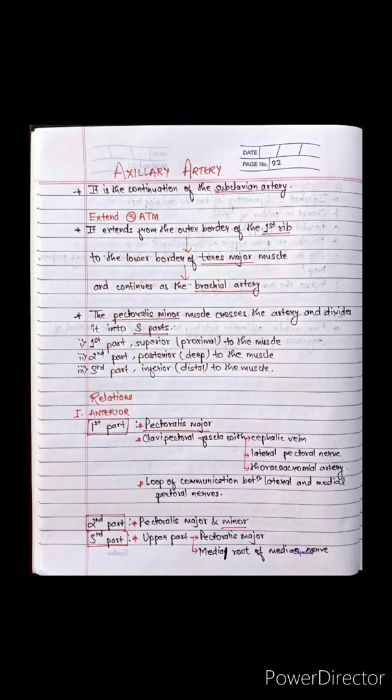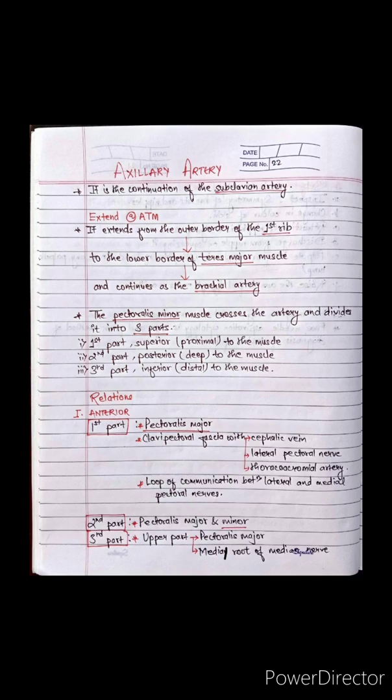Now let's see its relations. First, anterior aspect. Since the skin and the fascias are common in all the three parts, we will only see the specific points. So in the first part there is pectoralis major, clavipectoral fascia with cephalic vein, lateral pectoral nerve and thoracoacromial artery. Loop of communication between lateral and medial pectoral nerve.